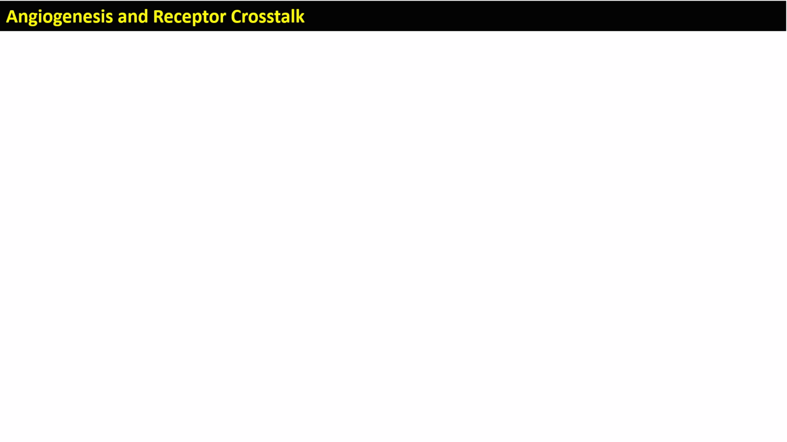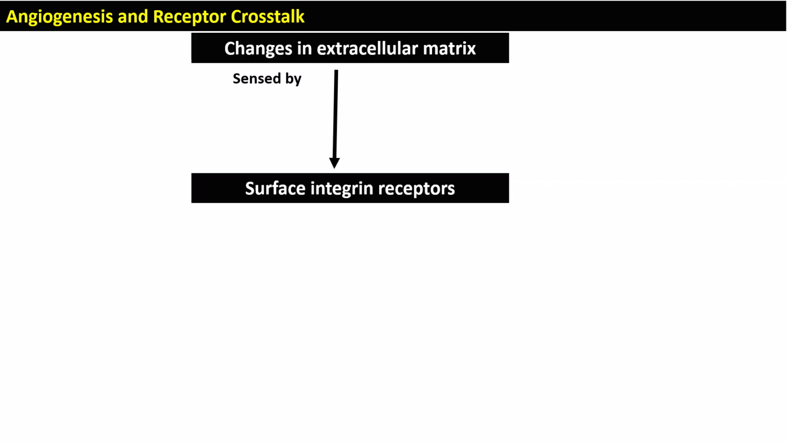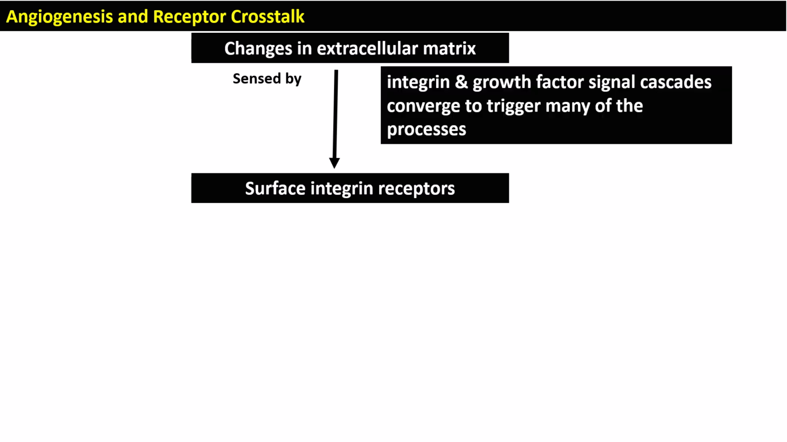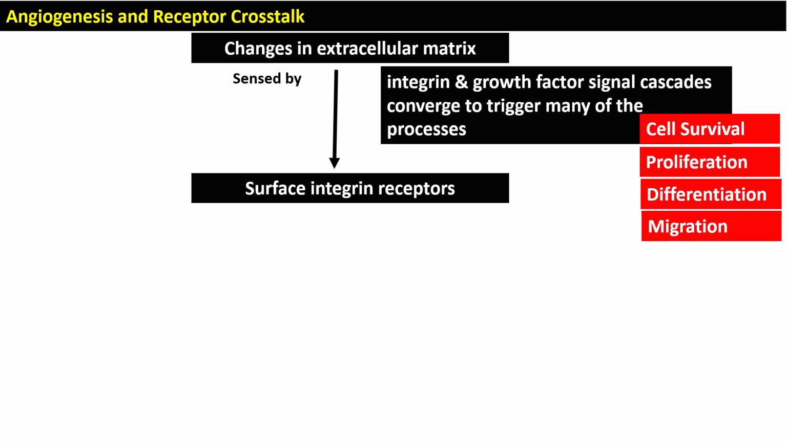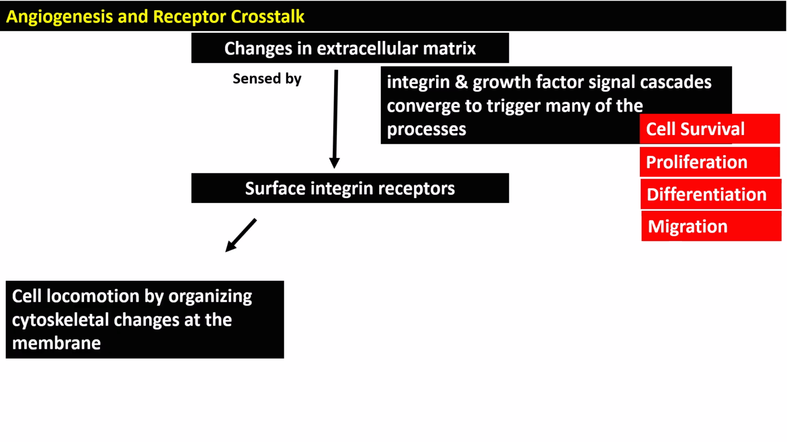So in the process of angiogenesis, there is continuous receptor crosstalk. If there is a change in the extracellular matrix that is sensed by surface integrin receptors, integrin and growth factor signal cascades converge to trigger many of the processes such as cell survival, cell proliferation, differentiation of the cells, and migration of the cells. All of these are there to help regulate the key endothelial cell function.